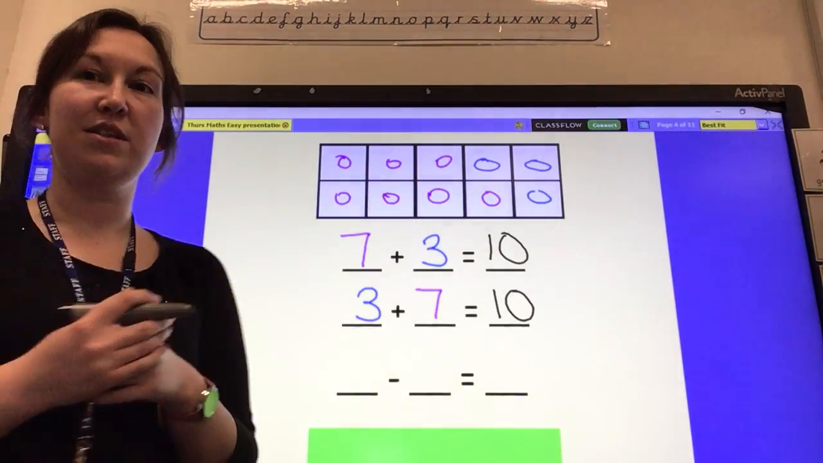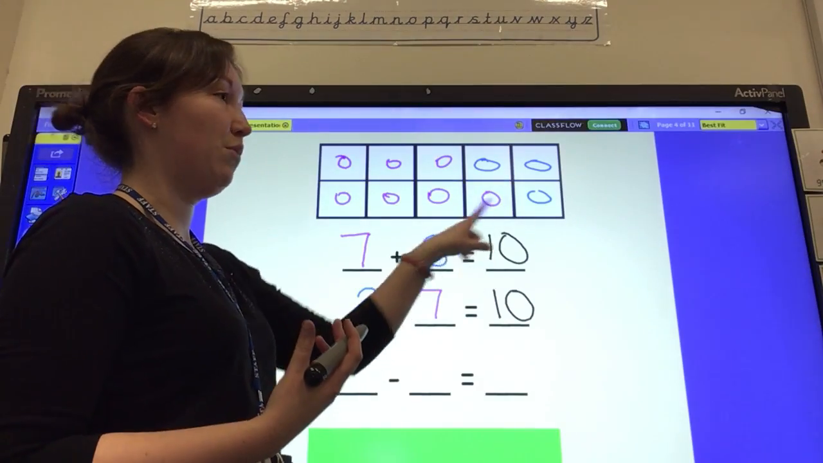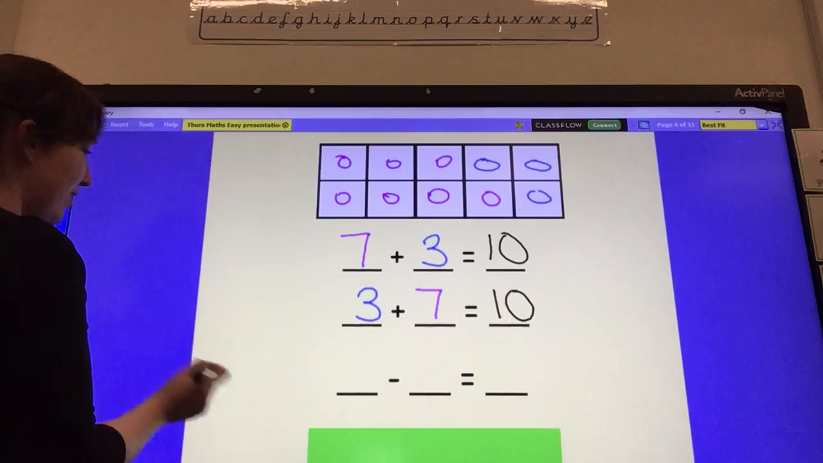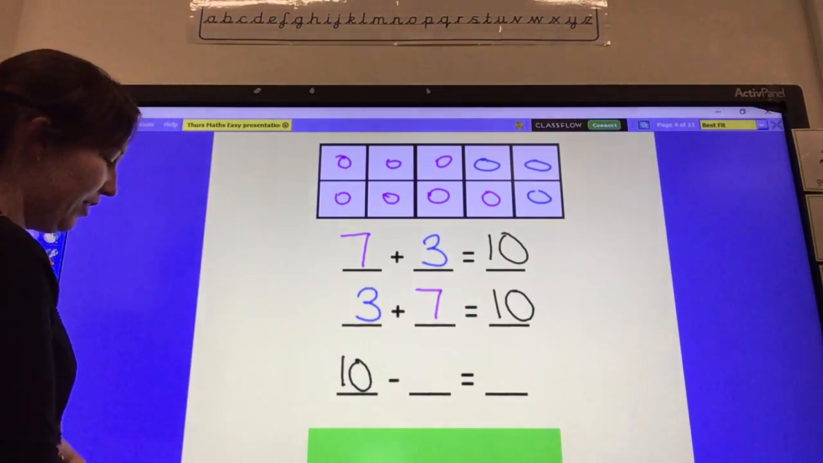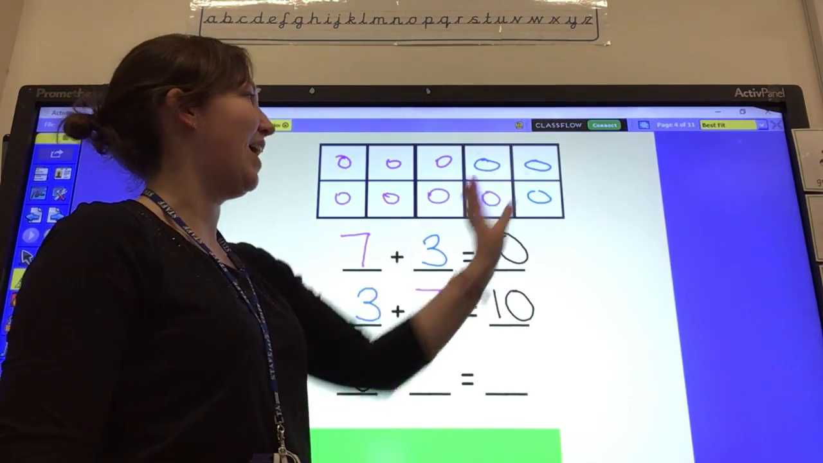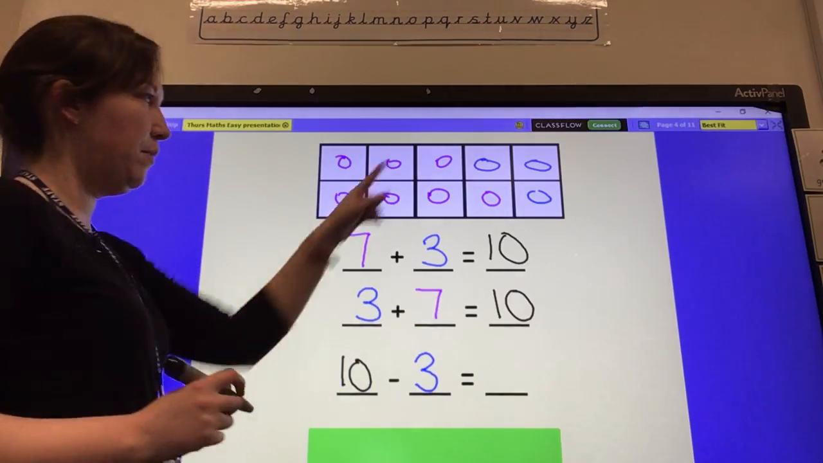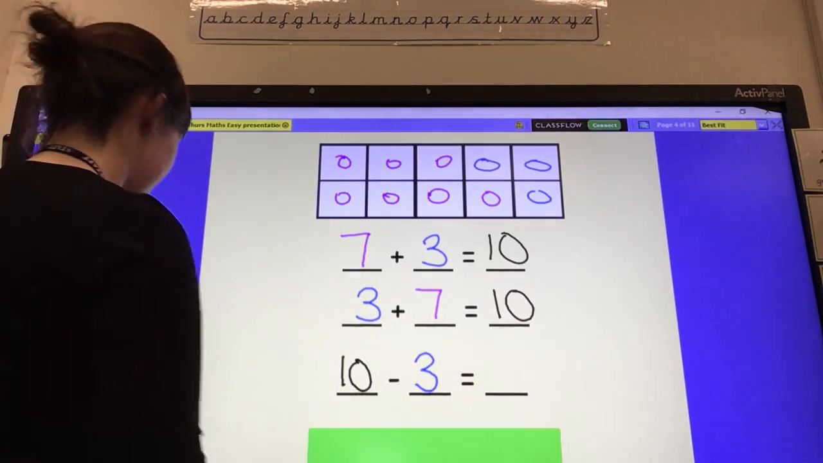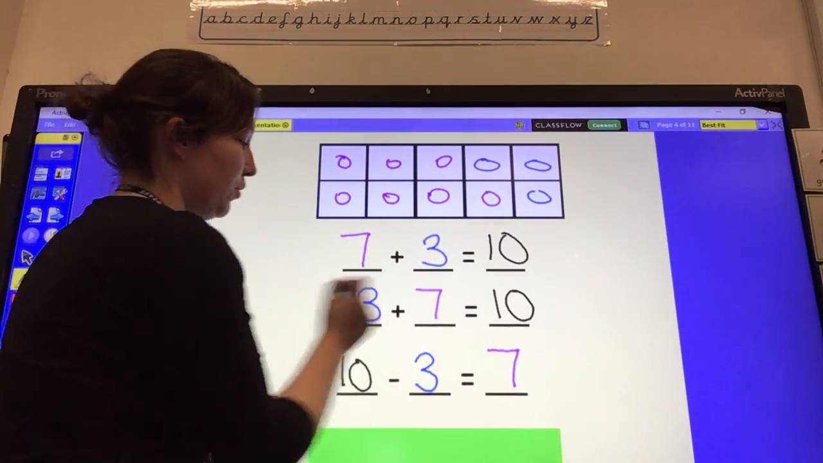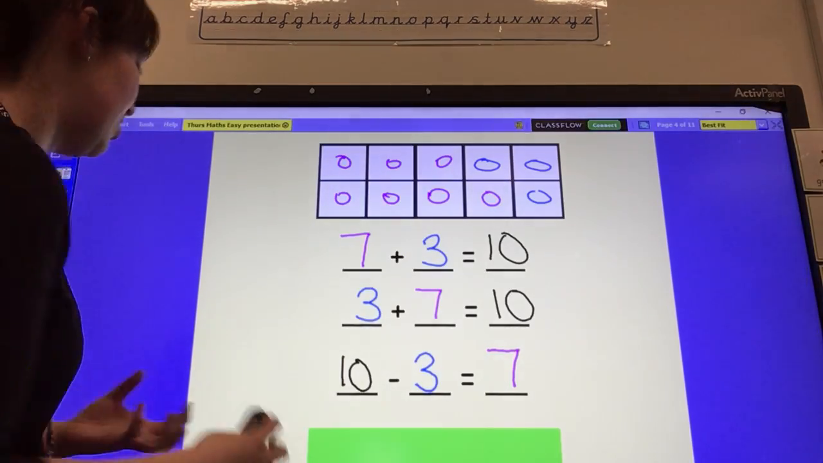Now, remember, when we're subtracting, we start with the biggest number, and the biggest number is actually our total, which is 10. So we're going to start off with 10, and then I'm going to subtract one of these numbers, and I'm going to start off with this 3. If I had 10 and I took away these 3, how many purple ones will I have left? I'll have my 7 purple ones. So can you see how it's the same numbers, but it's just been turned around?